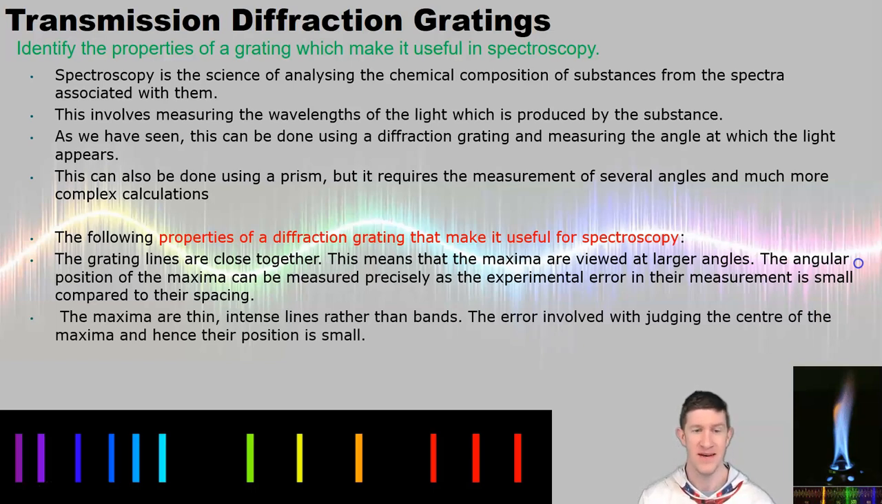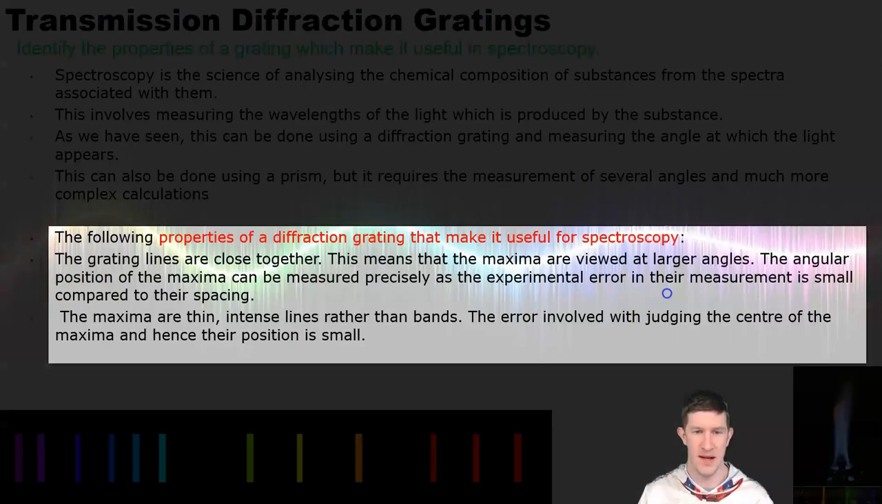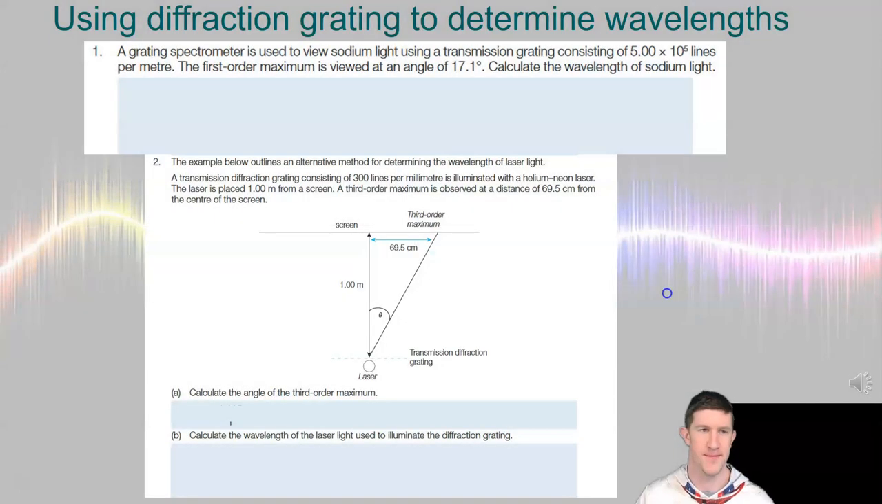The maxima are thin, intense lines rather than bands. The error involved with judging the center is small as a result of this. If we get really thin, intense bands rather than a gradual phase, it's really hard to say, well, where do I stop my measurement from in that case? So we want the grating lines really close together, which gives us large viewing angles. We want the maxima to be thin, intense lines rather than gradual bands. These are significant properties that make it useful. We need those two things in order to be able to actually use it.